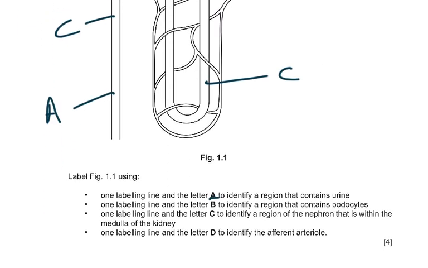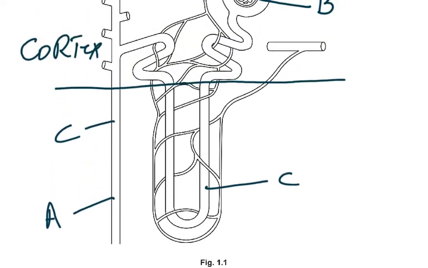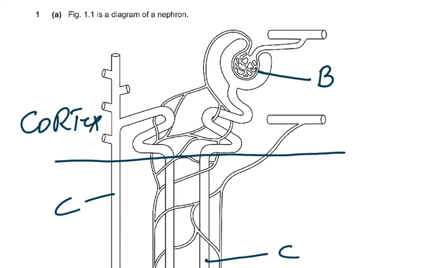Then the last one was D, identify the afferent arteriole. The afferent arteriole is the one which has a wider lumen. You see, this is all the blood going into the Bowman's, into the glomerulus, and then coming out of this. So this part would be the afferent arteriole, which is D. You can see the other has a very small lumen. So afferent, efferent, exit. E for exit, E for efferent.